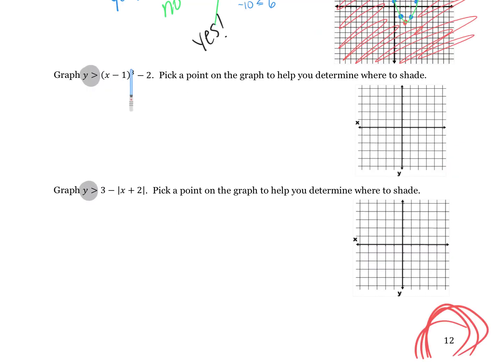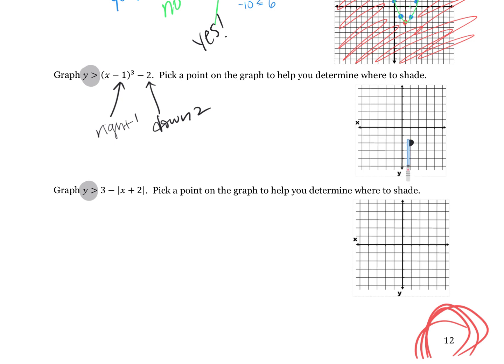How about this one? What's this parent function going to look like? It's going to be this little x cubed. Where's this cute little x cubed going? Right 1, down 2. I love it. Right 1, down 2 is the origin of my x cubed graph. That's my new origin. You got this. We're not making these skinnier or fatter.